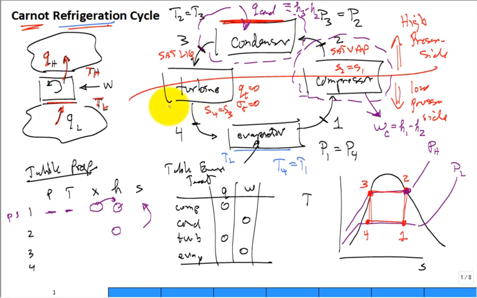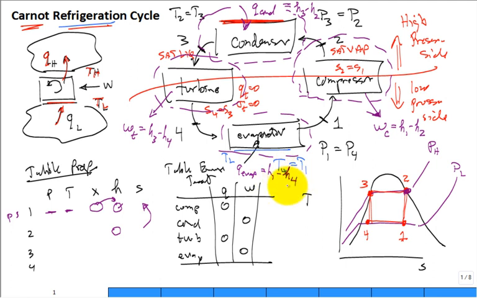Now, for the turbine, do a control volume around. The positive direction coming out, W out of the turbine. That is truly a turbine, if I could make it work like that, would produce some work out of the cycle. And it would be H3 minus H4. And then for the evaporator, it truly is Q coming into the evaporator. And that's going to be H1 minus H4.